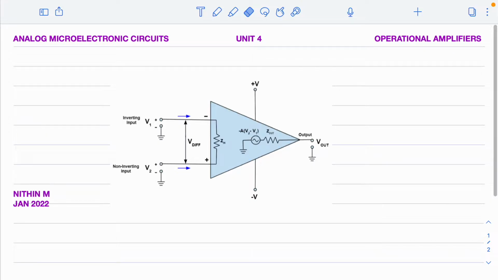Good morning and welcome to this lecture of analog microelectronic circuits. So in today's class we will start with our unit 4, and unit 4 is about operational amplifiers.